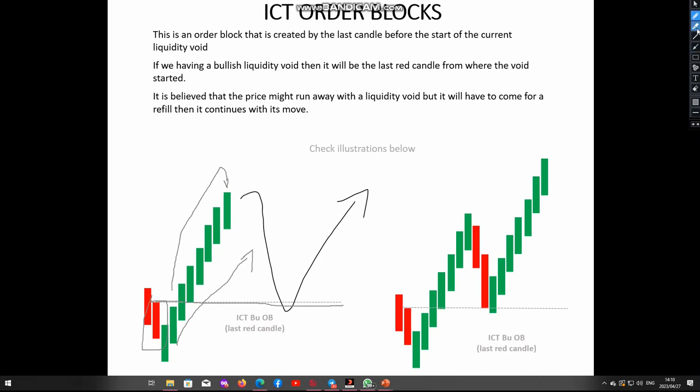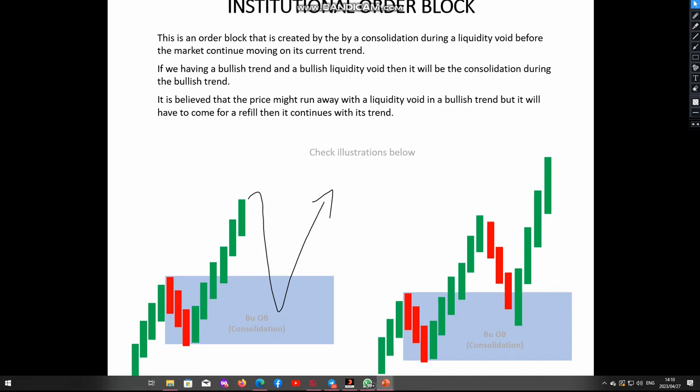But if we check this other one, it's different to an ICT order block, because on ICT order block, remember, it's only the previous red candle.